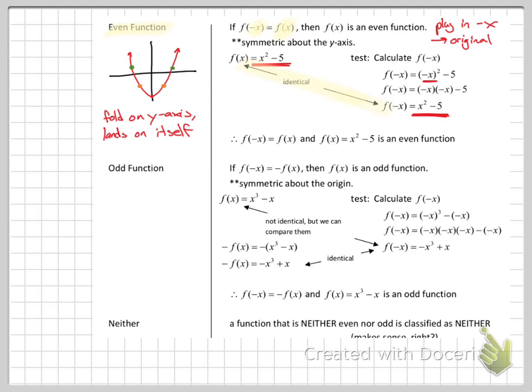For odd functions, it's the same test. So you're not testing anything different. You're still plugging in negative x, but you get the totally opposite function, negative f of x. So we still plug in negative x, but you get the opposite of the original.